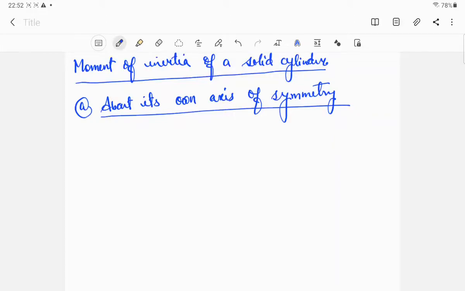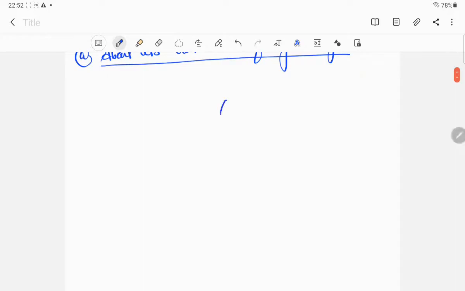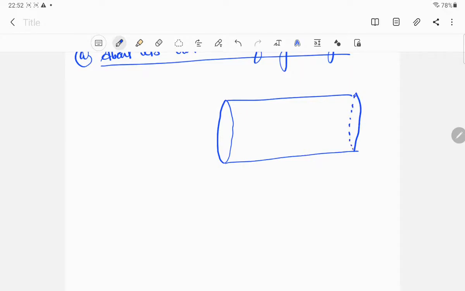Dear students, now we are going to derive the expression for moment of inertia of a solid cylinder. The first case is about finding the moment of inertia about its own axis of symmetry. For this we will simply consider a solid cylinder like this, of length small l, with this as its own axis of symmetry, and the radius of the cylinder is capital R.